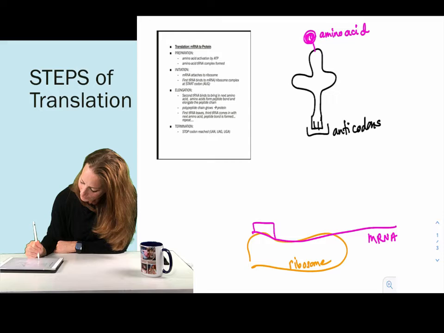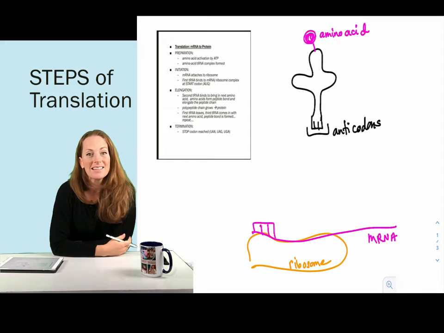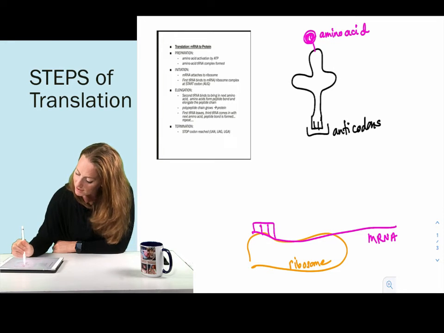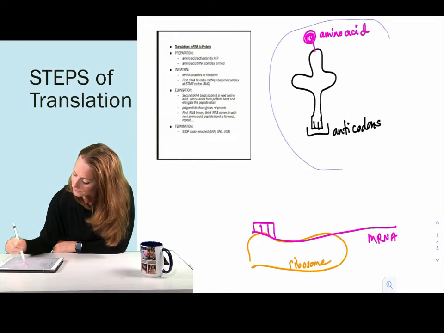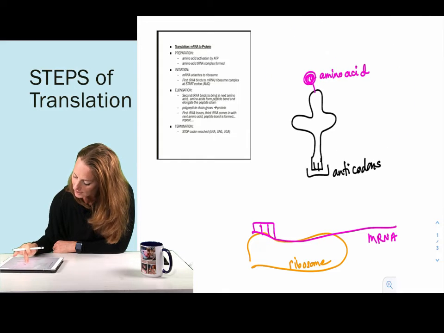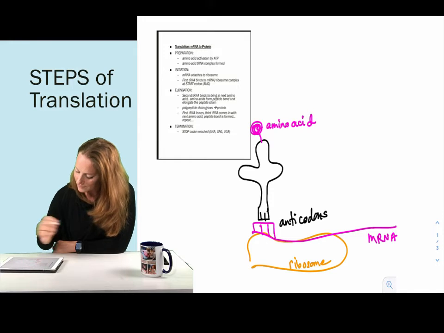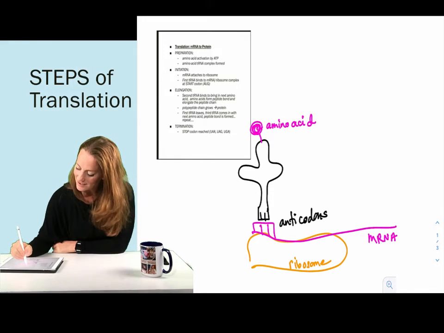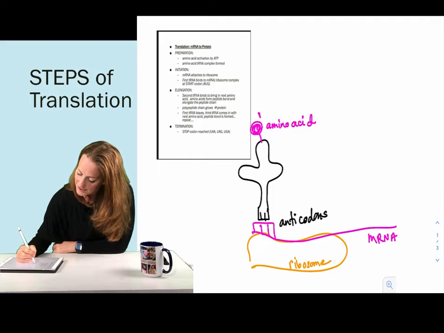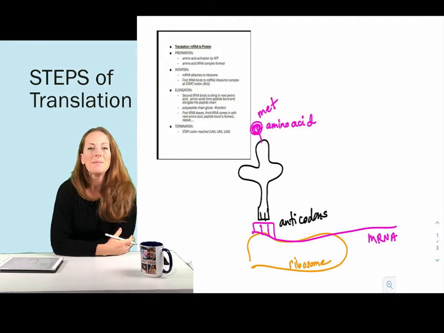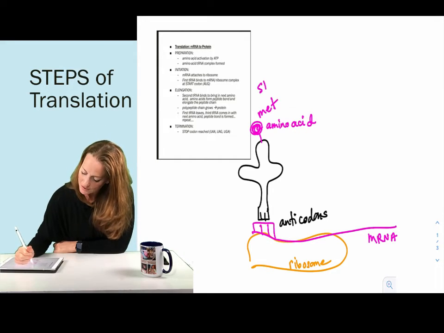So the first amino acid that is always going to be translated is the one related to the start codon. So the tRNA is going to come in and bind to the start codon. That brings in the amino acid methionine. That starts the whole process.